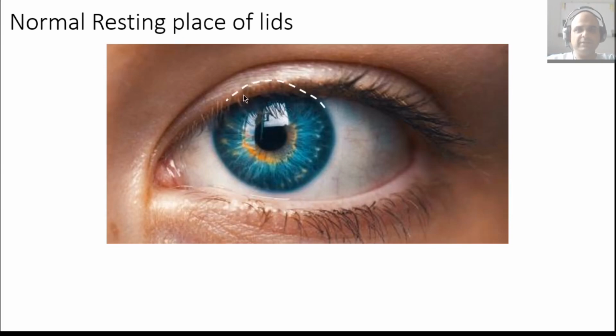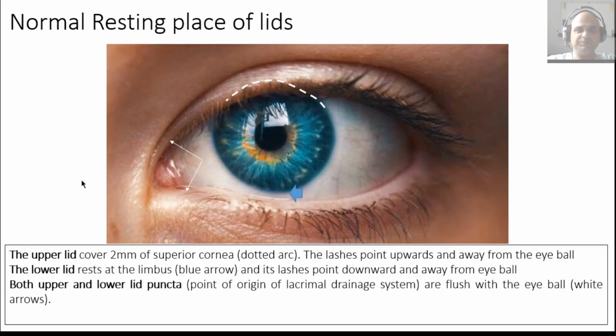This is the dotted line showing you the approximate position of the superior limbus and how it is obscured by the upper lid, because the upper lid covers the upper 2 millimeters of the cornea. The lower limbus or the inferior limbus is visible because the lower lid rests just at that point, and this is where the puncti are, and they are flush against the eyeball. And finally, we have talked about the position of the lashes.